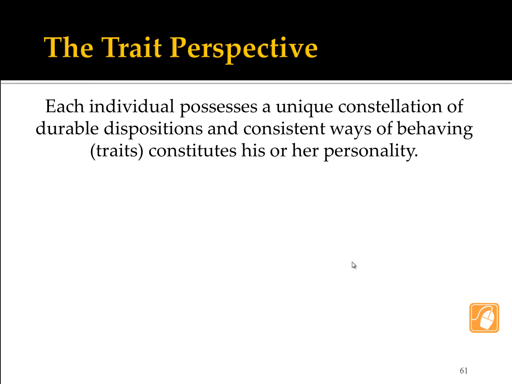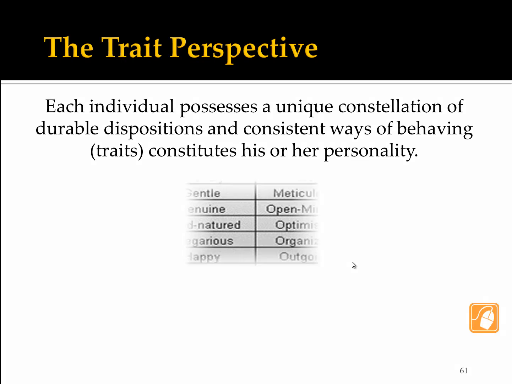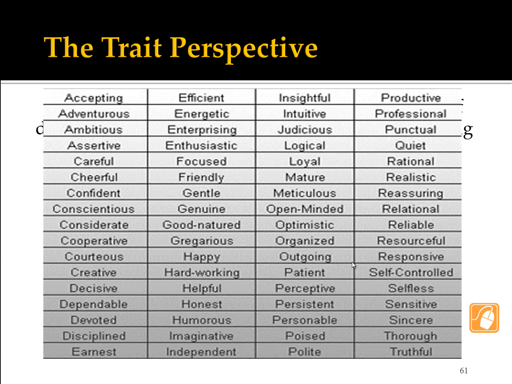Okay, when we look at this then, each individual possesses a unique constellation of durable dispositions, or consistent ways of behaving, that constitute his or her personality. And here is just an example of some trait terms or characteristics that we can use. Some of these you might refer to as skills, aptitudes, abilities, or dispositions. But you look through that whole list and it's like, wow, there's a heck of a lot of them out there. And if we try to describe everybody on each one of these, it's going to take a long time. And we'll show you how we've condensed this down.